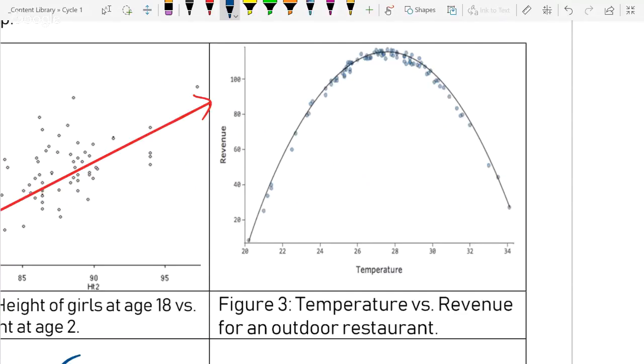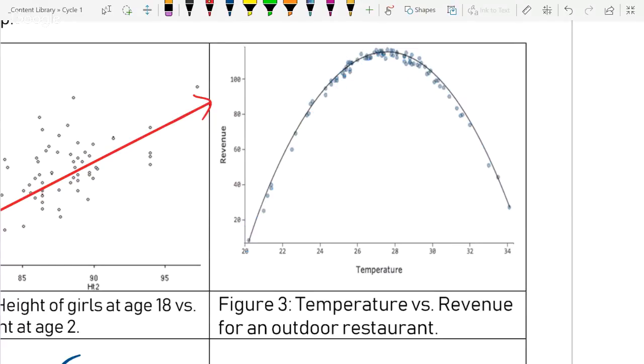what cools you down on a summer day? Windy or rainy. And are either of those nice if you're in an outdoor restaurant? No. So on really cold days, low revenue. Then what happens? Boom, really nice days, and we sell lots. And then what happens? As it gets really hot, people go, no, I don't want to sit outside. I want to sit inside in the dark with the air conditioning on, right?